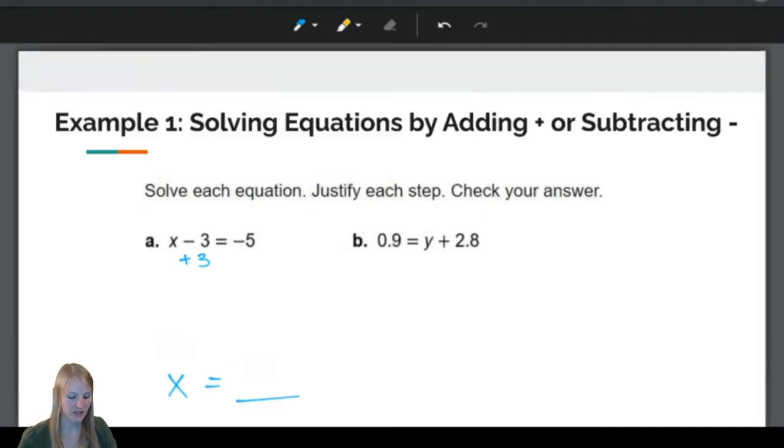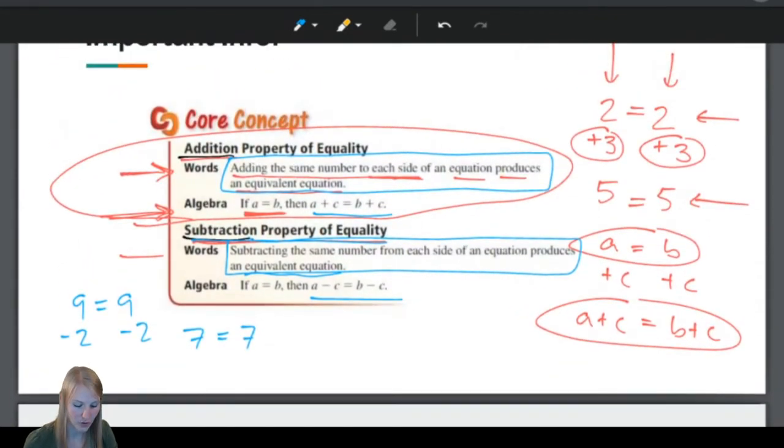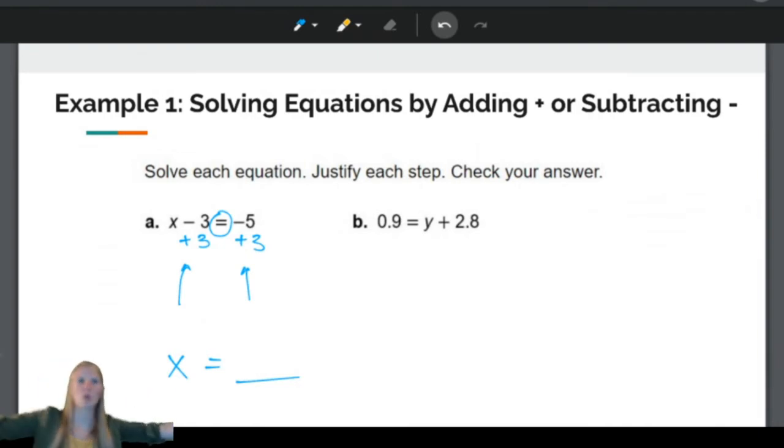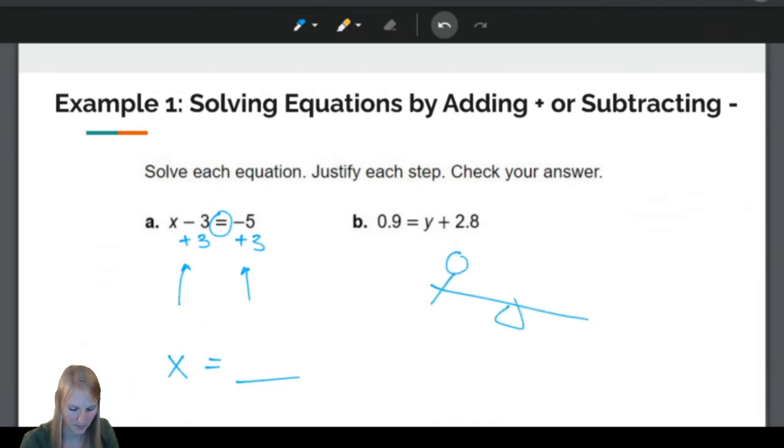And remember that these properties said we had to do it to each side. We have to do it to both sides of the equation. So if I add 3 over here, I have to add 3 on the other side of this equal sign. I like to think of equations as teeter-totters. You know those toys on the playground where one kid sits on this side, one kid sits on this side, and you go up and down. You sit, yeah, I'm an artist.